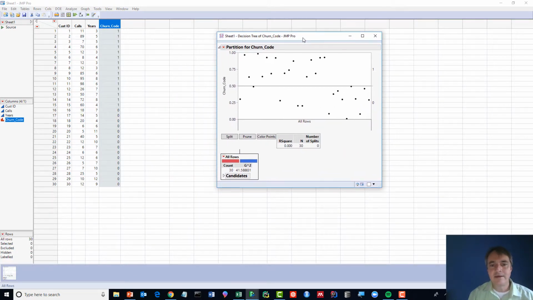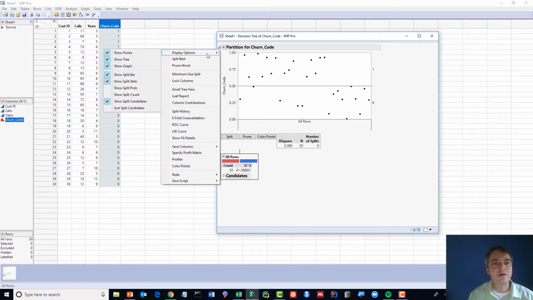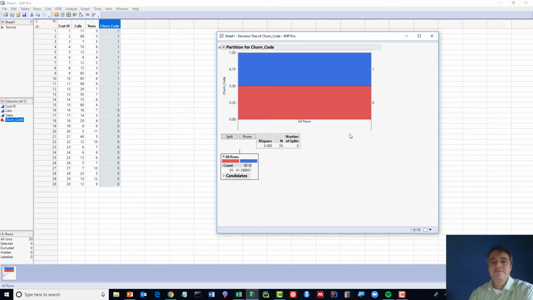Now this interface I find to be quite confusing, so I'm going to not show the points. What this rather bizarre picture is showing me is that right now these are all of my rows, and I haven't done any splitting yet. It looks like half of them are zeros, so the reds are zeros, and half of them are ones, the blue. This is a node of the tree right here, and it demonstrates the proportion of yeses and nos in there. So I've got half ones and half zeros.